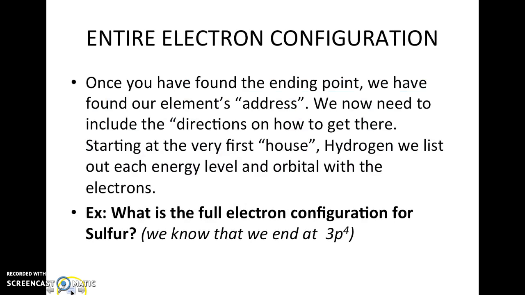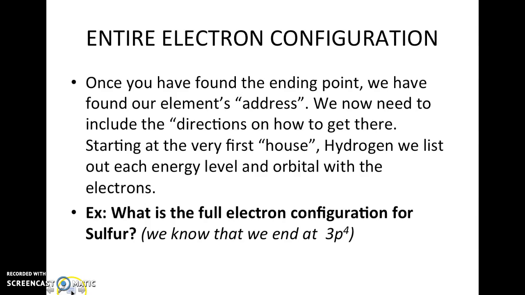So how can I use this to write the configuration? Well, you found the ending point, which is kind of like our element's address. But if I were to tell you my address was 762 Omar Street, that wouldn't tell you how to get from our school all the way to the house. So you have to figure out the directions on how to get there. We're going to give very specific directions where you tell me the house at the end of each street. So you're going to have to start with hydrogen, and you'll tell me the house that ends on Hydrogen Street.